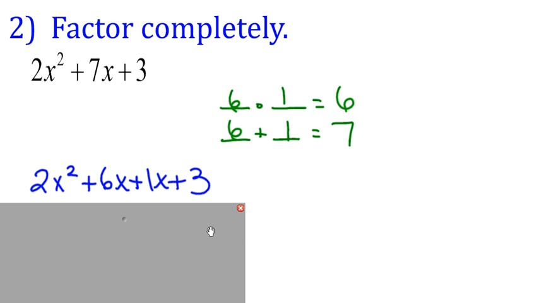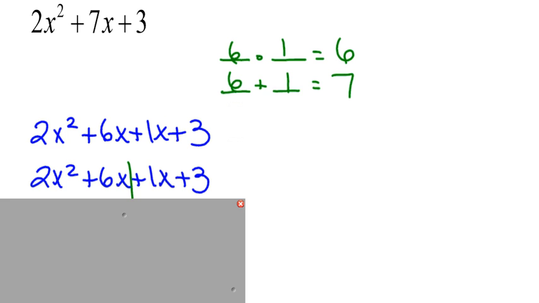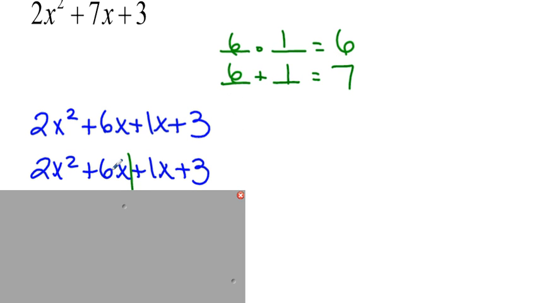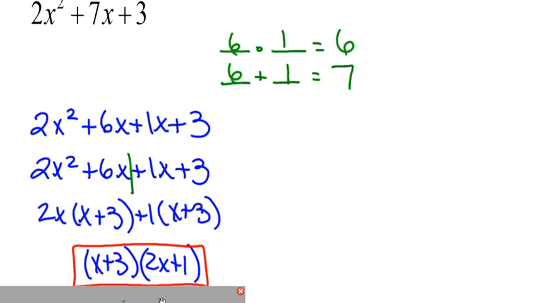Now that we have our 4 terms, we're going to look at them in pairs and divide out what they have in common. So for our first pair here on the left, we could divide out a 2x, and for our pair on the right, we could divide out a 1. So we can see that we've got x plus 3 being multiplied by 2x plus 1. Therefore, our factored form would be x plus 3 times 2x plus 1.